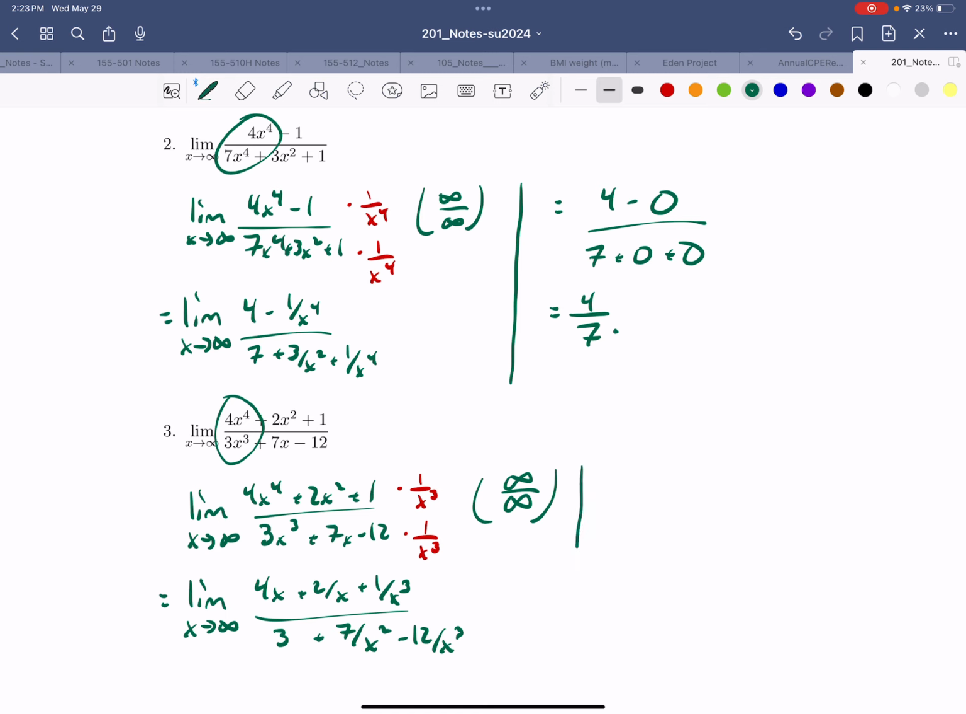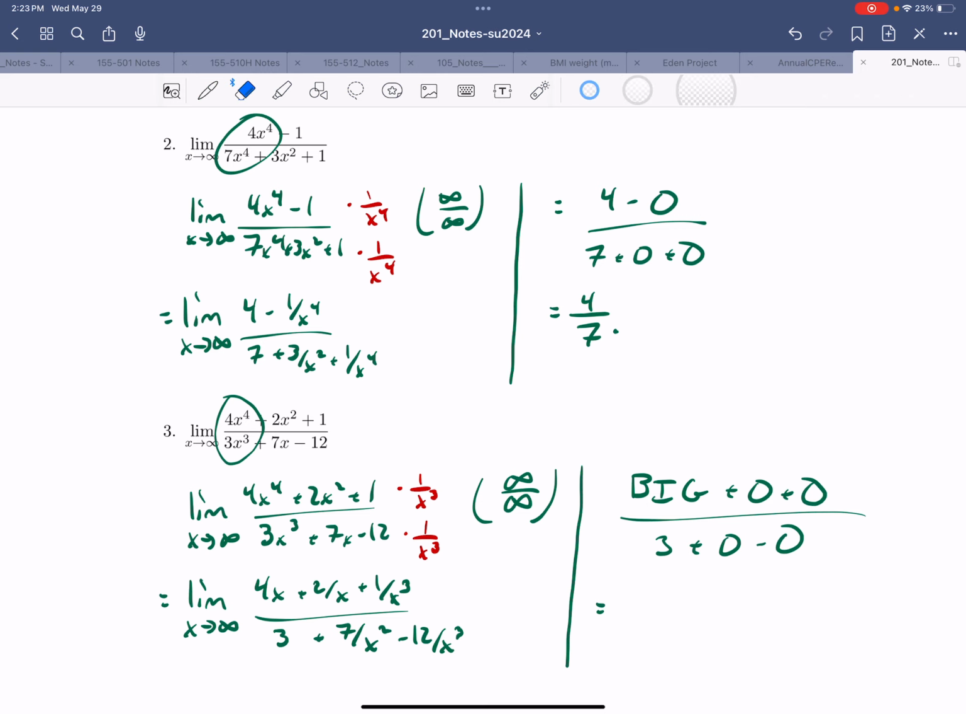Right. So what happens here? Well, when we think about x getting bigger and bigger, plugging in infinity, so to speak, we get, well, big plus 0 over 3 plus 0 minus 0. So maybe you can see what's happening. That's going to give us infinity, if I could write it properly.